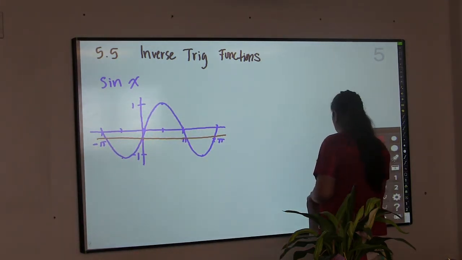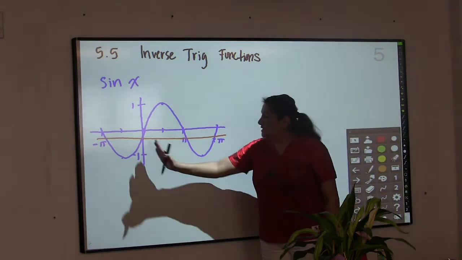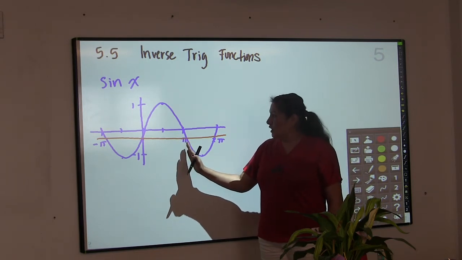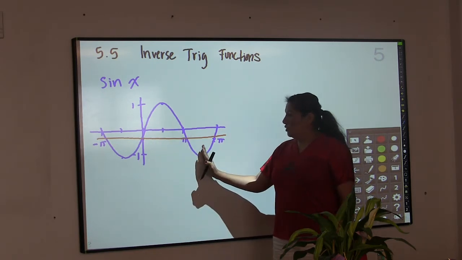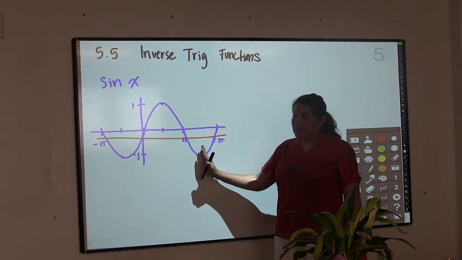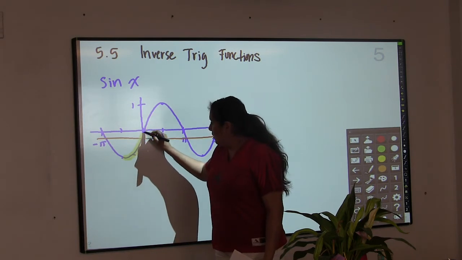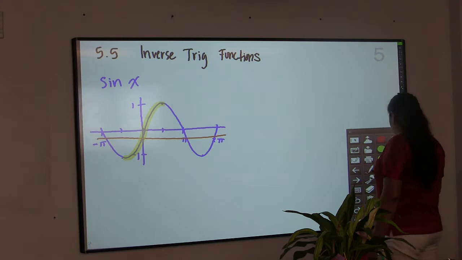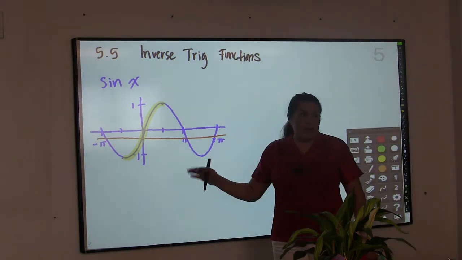I don't know if any of you can tell just by looking at it where those parts would be. Should I restrict it from 0 to pi? No. Would that work? No. From max to min. But you could go from max to min. So you could go from positive pi over 2 to 3 pi over 2. But for simplicity's sake, we actually usually start at negative pi over 2 and go to positive pi over 2. Okay? I do have a highlighter. Wow. I'm awesome.